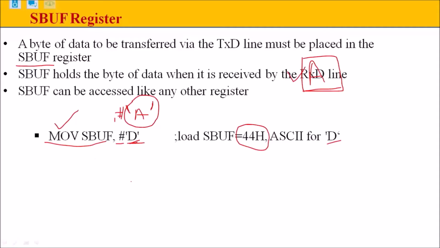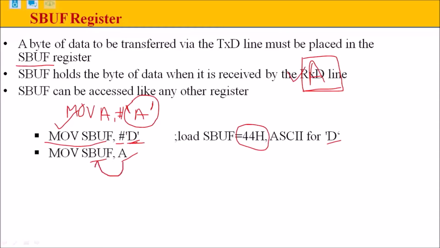Now the data of the accumulator can also be stored in SBUF. For example, I can write the instruction MOV A, where A is the accumulator, comma hash in single quotes character A. And then I can use the instruction MOV SBUF, A. Any method you can use. First store it in the accumulator, then move the accumulator contents into the serial buffer register. Or directly store the ASCII value of the character in the SBUF register.